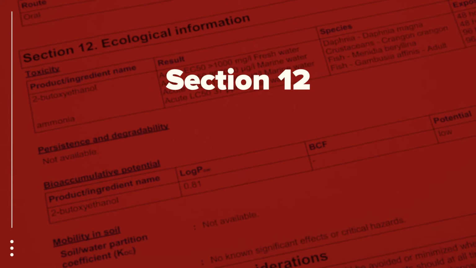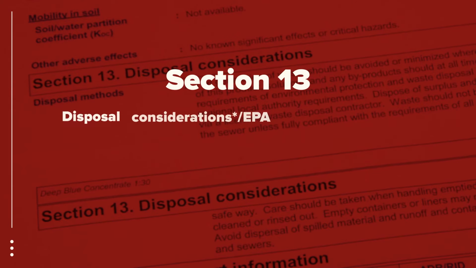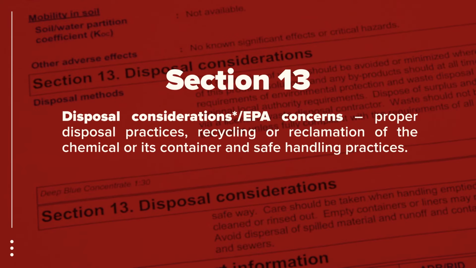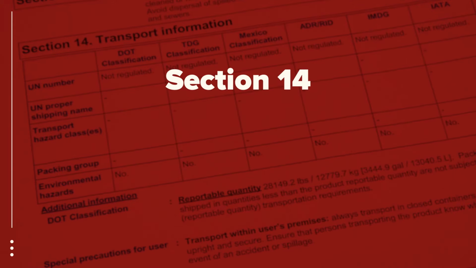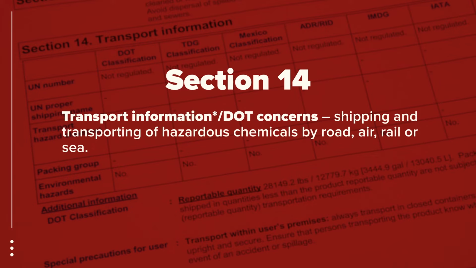Section 12. Ecological information, EPA concerns. Information to evaluate the impact if the chemical were released into the environment. Section 13. Disposal considerations, EPA concerns. Proper disposal practices, recycling or reclamation of the chemical or its container, and safe handling practices. Section 14. Transport information, DOT concerns. Shipping and transporting of hazardous chemicals by road, air, rail, or sea.